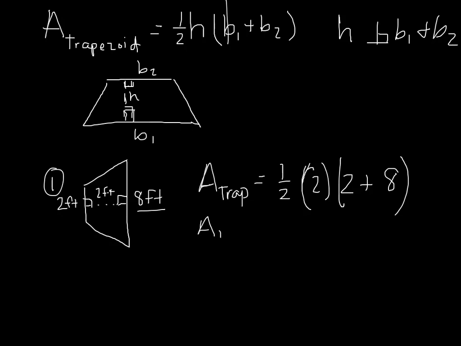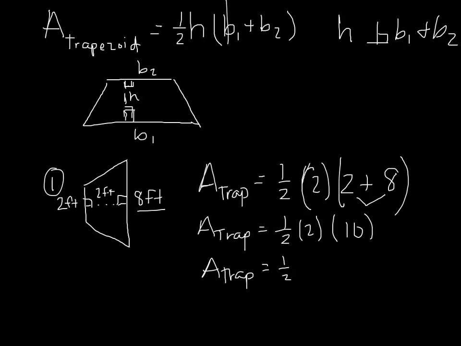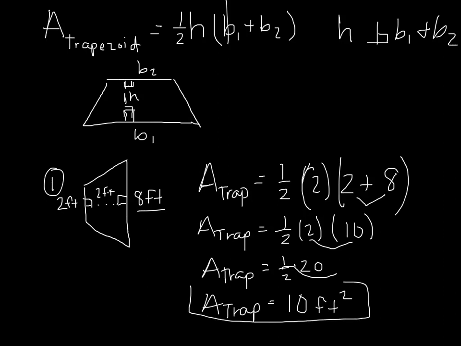Now I'm going to do area of a trap equals 1/2 times 2 times 10, because I did 8 plus 2. Okay, so now I can do my area of a trap equals 1/2. 2 times 10 is 20 times 20. My area of a trap equals, what is 20 divided by 2? That is 10 feet squared. Same thing for trapezoids. All areas need to have the unit squared.